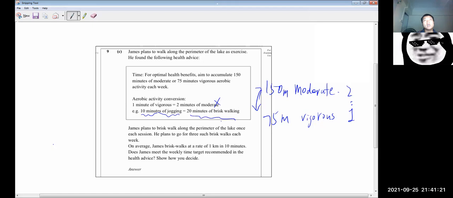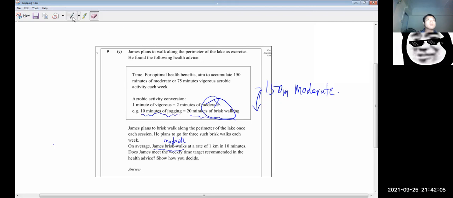So can I ask you, the brisk walking here is considered moderate, right? Therefore, James is engaging in moderate exercise. So you don't even have to look at the vigorous part, because James is doing moderate exercise. Unless, because over here it says on average, so probably James does a bit of walking and then a bit of vigorous, but overall James is moderate.